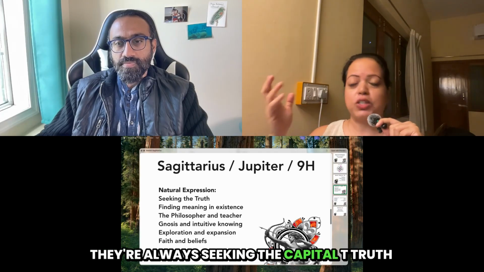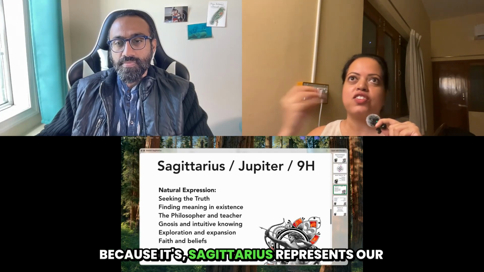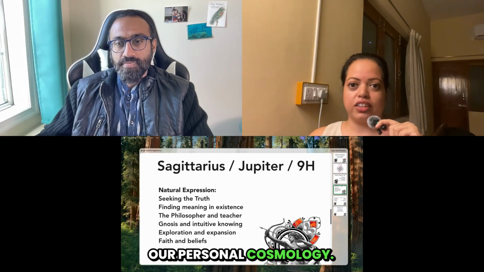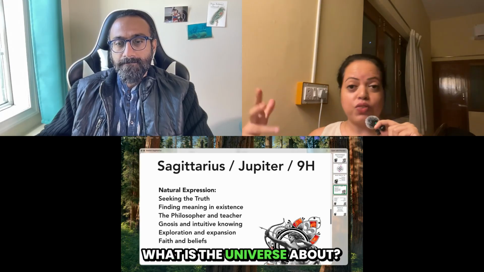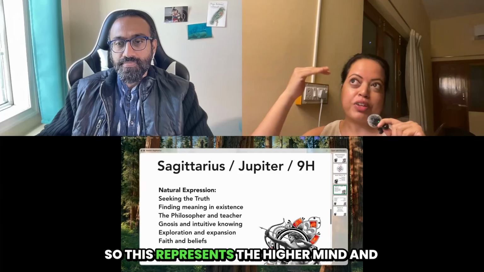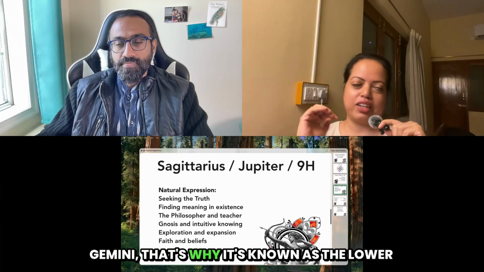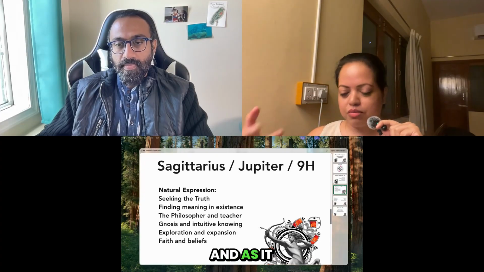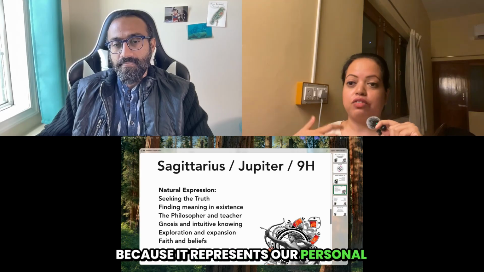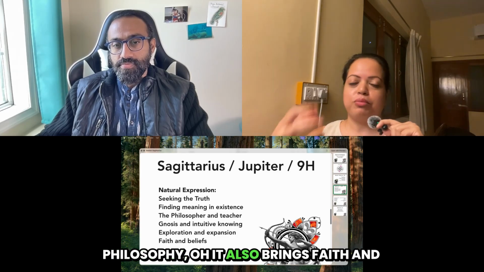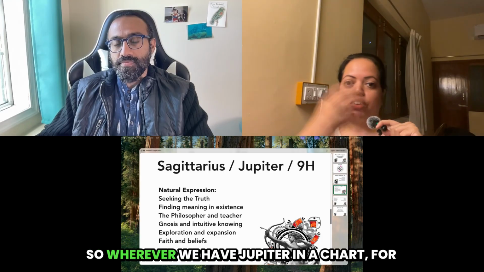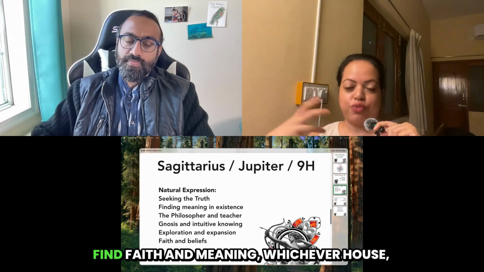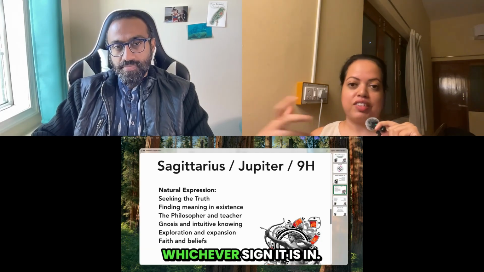They're always seeking the capital T truth, because Sagittarius represents our personal philosophy. What do we believe in? Our personal cosmology. What is life about? What is the universe about? So this represents the higher mind, and Gemini is known as the lower mind. But both are equally important, of course. Because it represents our personal philosophy, it also brings faith and meaning. So wherever we have Jupiter in a chart, that's where we will naturally find faith and meaning, whichever house, whichever sign it is in.